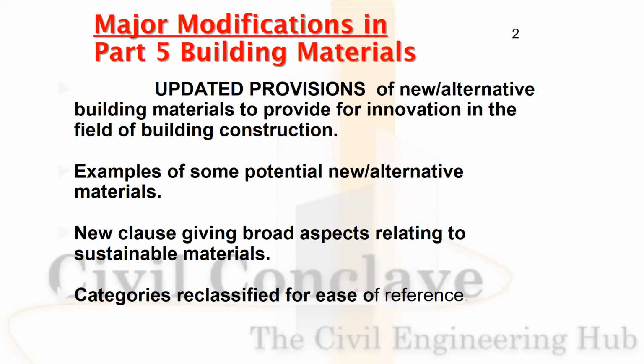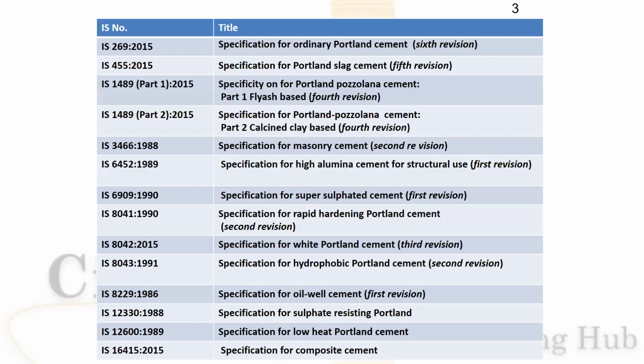Major modification in Part 5, that is on building materials. Updated provision for alternative building materials to provide for innovation in the field of building construction has been covered. Examples of some potential new alternative materials are also covered. New classes giving broad aspects relating to sustainable material. Categories reclassified for ease of reference.